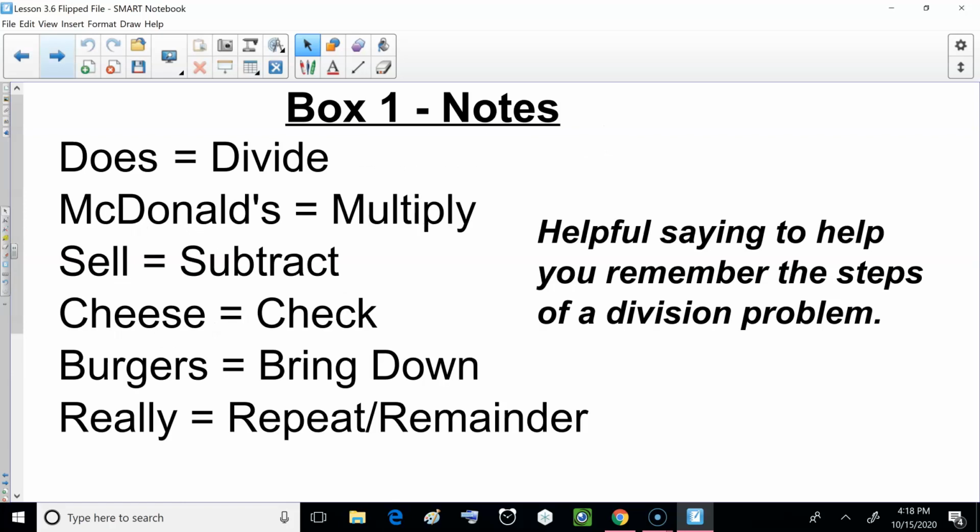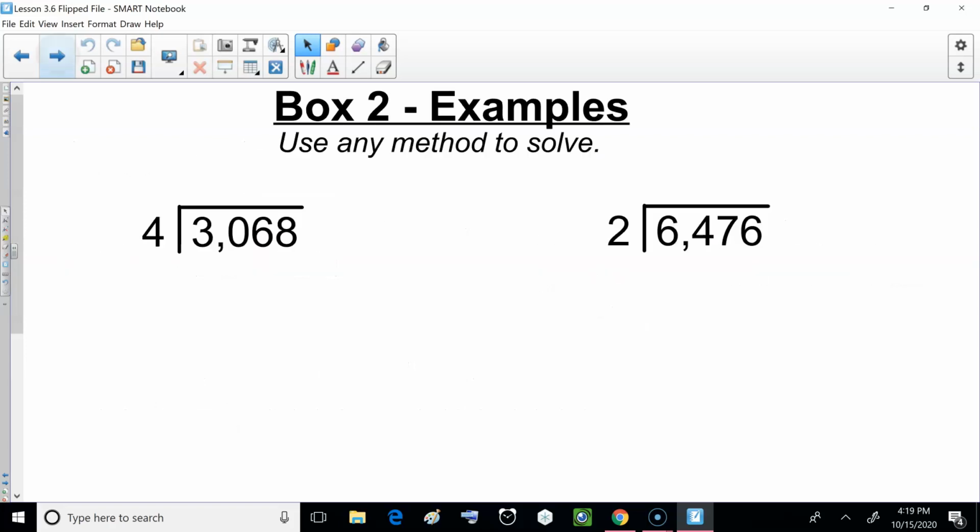As you've seen before, there's our little saying: Does McDonald's sell cheeseburgers really? Hope you've been using some sort of way to help you remember the steps of divide, multiply, subtract, check, bring down, repeat, remainder as we go through these problems.